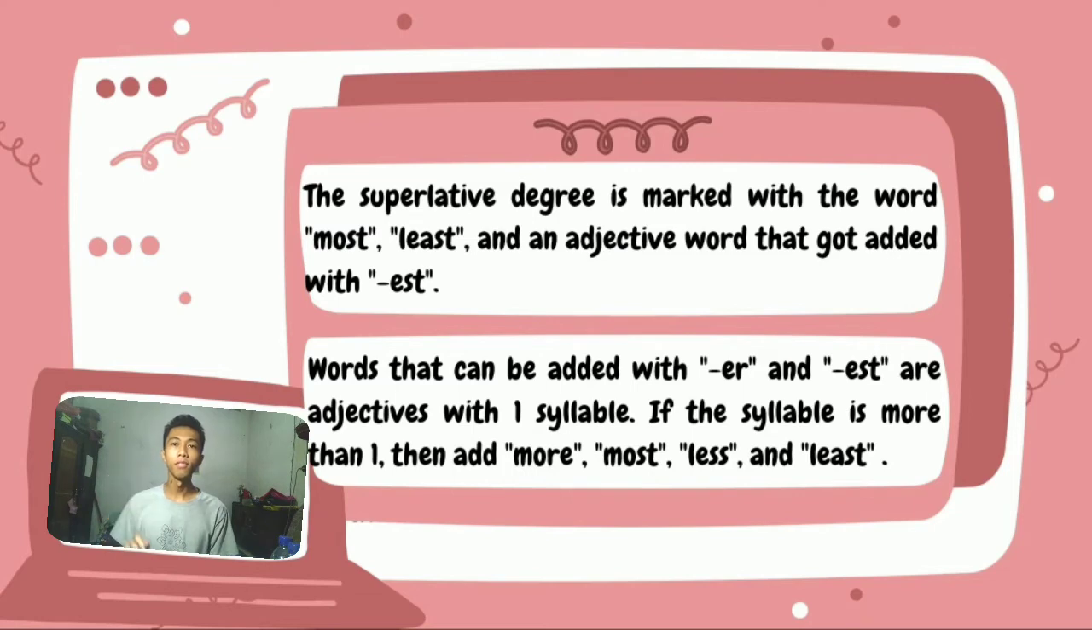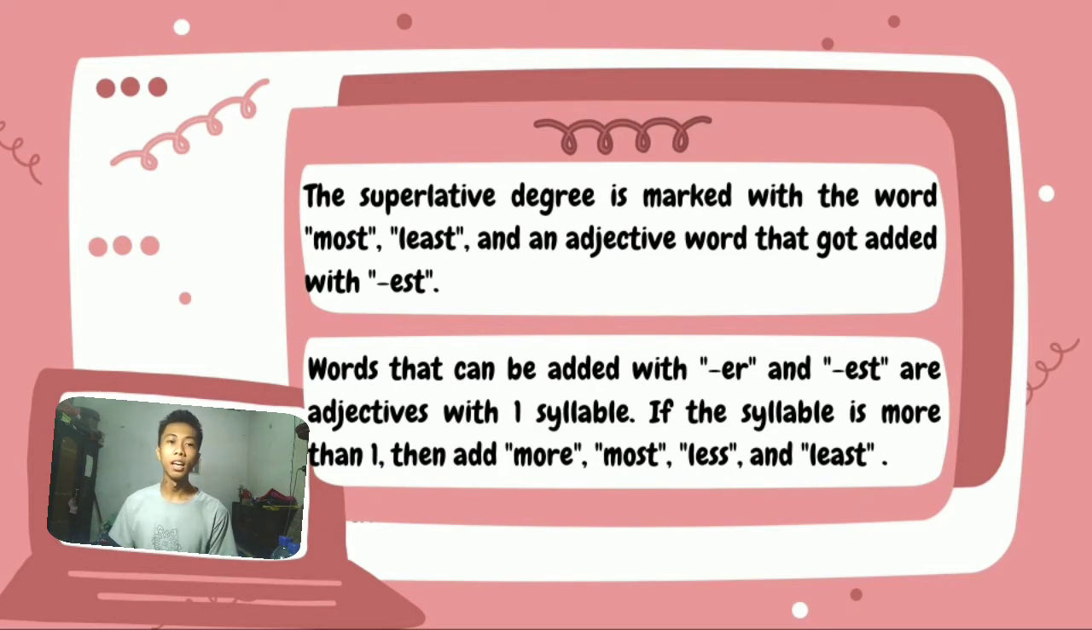And point number 5: words that can be added with er or est are adjectives with 1 syllable. And adjectives with more than 1 syllable must be added with more, less, most, or least. So that's all about the review. Now let's hop into the exercises.